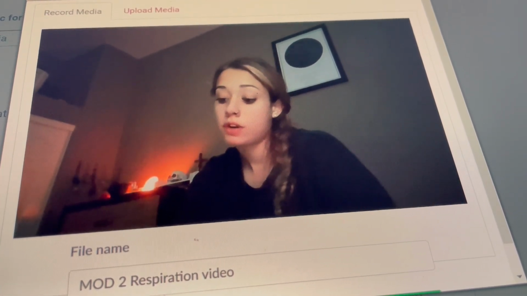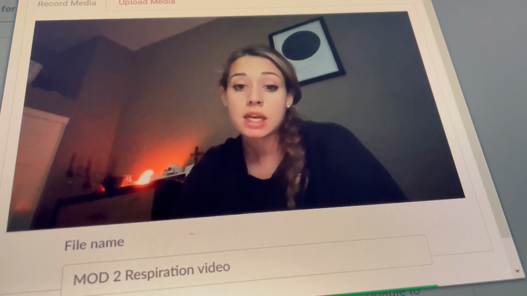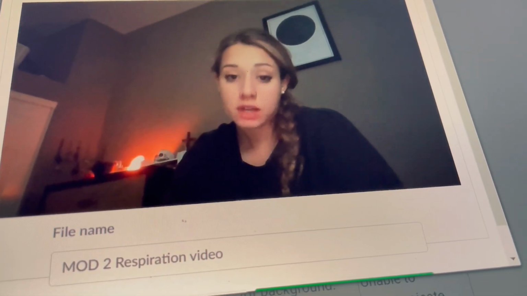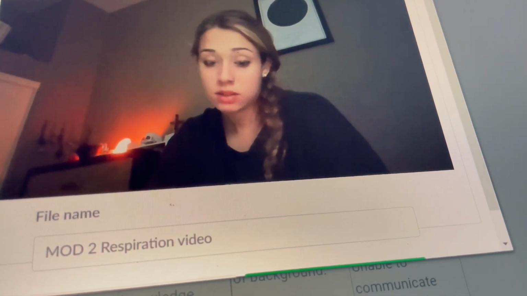What is the carrier for glucose to ATP? That's going to be NADH and FADH2. They are the main carriers.